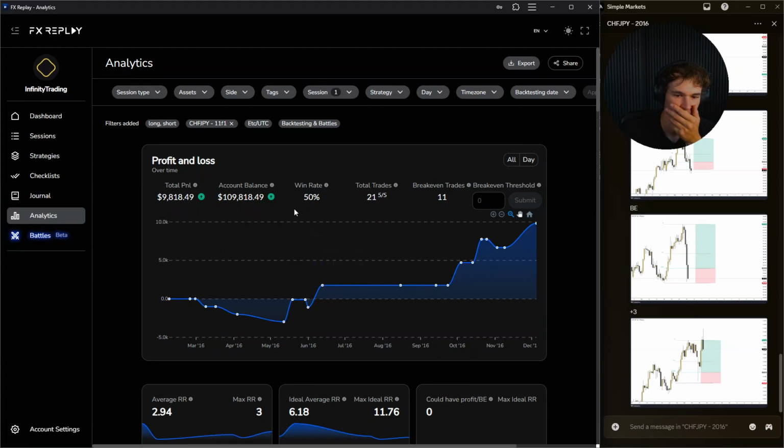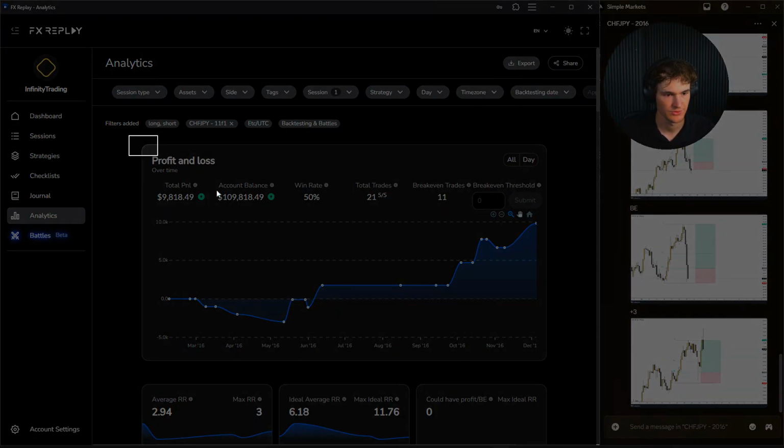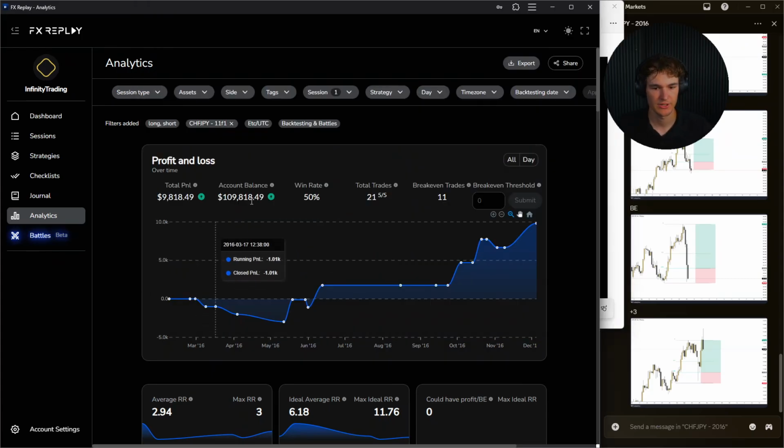We had a 50% win rate. We started out the year being unprofitable. Let me just take the screenshot tool for myself just to paste it in there. We started out the year being unprofitable for the first couple of months, then we had a good final quarter.